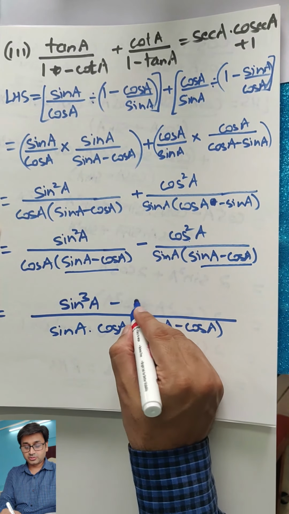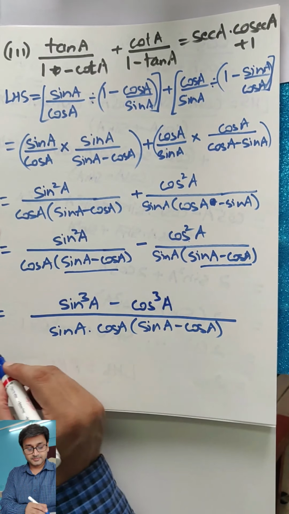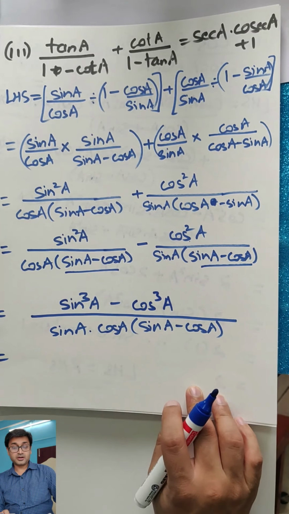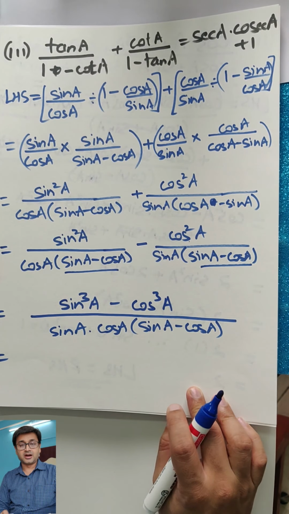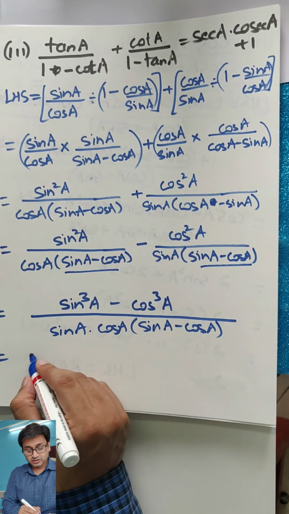So cos A and cos square will give me cos cube A. Yeah. Formula now. Apply the formula. Reverse LCM is going to be the technique after that. Come on, try it. I've already given you the clue.